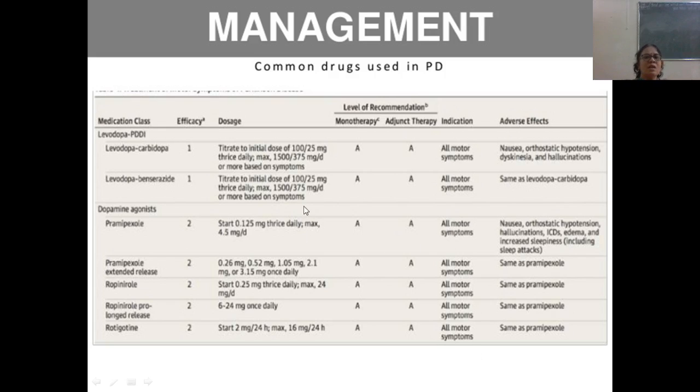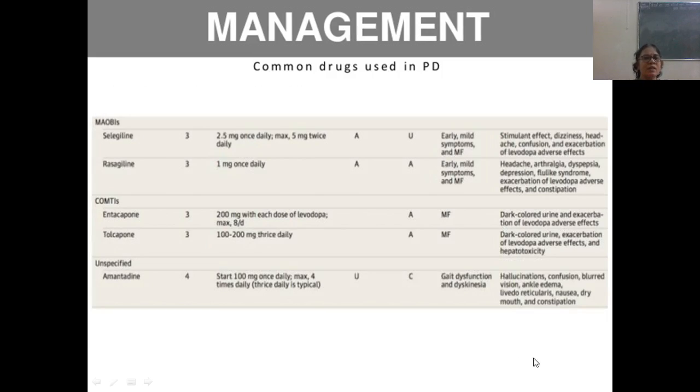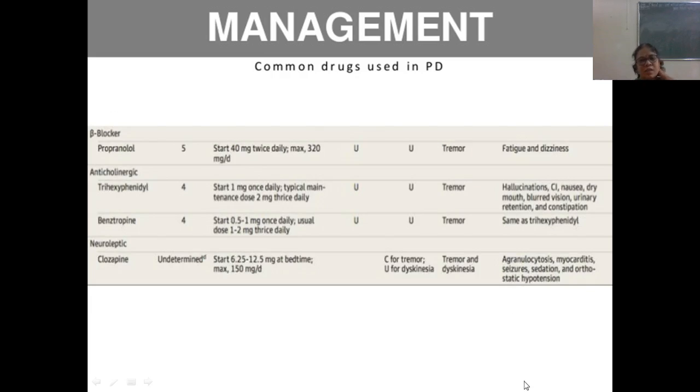These are the drugs used for treating Parkinson's disease, and the adverse effects are also given here in a table form. You can just go through and see how effective the different drugs are, and what the side effects or adverse effects of these drugs are.